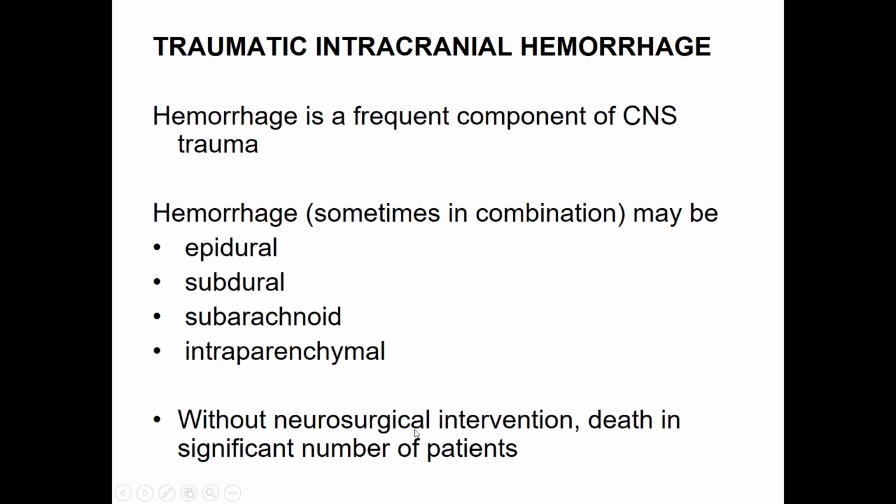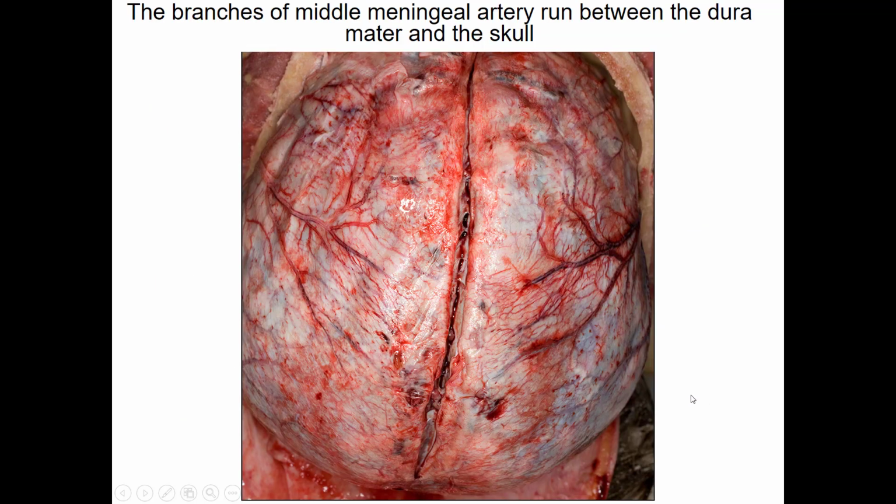Importantly, without neurosurgical intervention, death occurs in a significant number of patients in cases where the amount of accumulating blood is significant, because the accumulating blood is causing extra volume and extra pressure within the brain and within the intracranial cavity. It is going to cause increased intracranial pressure, and increased intracranial pressure is leading to herniations, for example, or compression of the brain, which has high mortality rate.